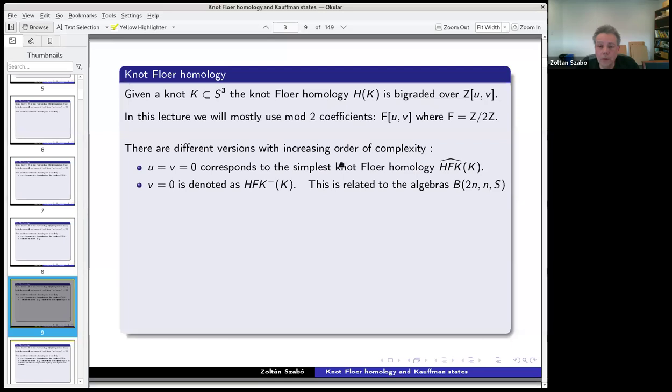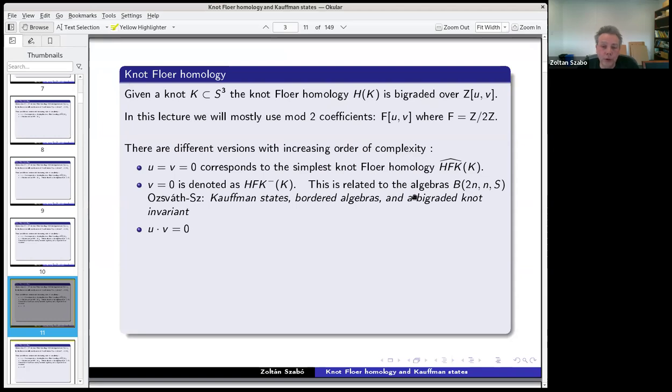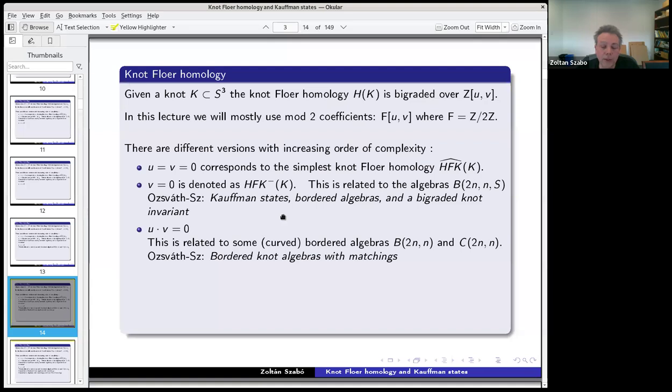At some point, I might talk about computational methods. In these computational methods, there will be some algebras appearing, which you can see in these papers. There is also another version, which is an intermediate between the simpler ones and the most complicated ones. This is the u times v equals 0 version, where you divide the ring by this relation. It turns out that is also computable, and I will say something about that later in the lecture.